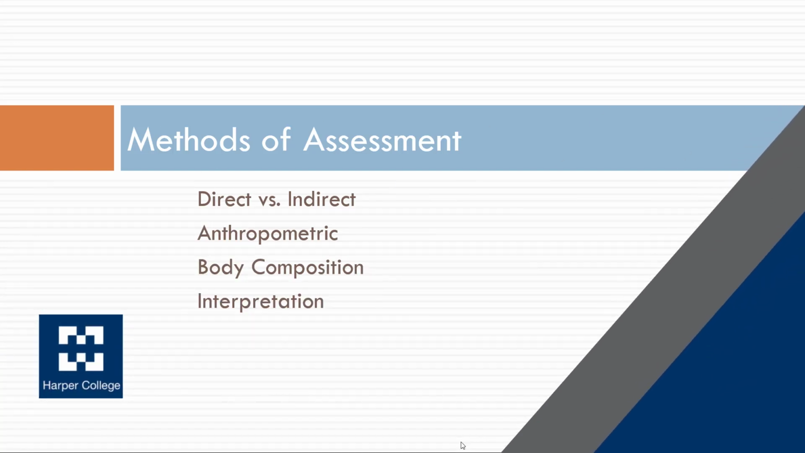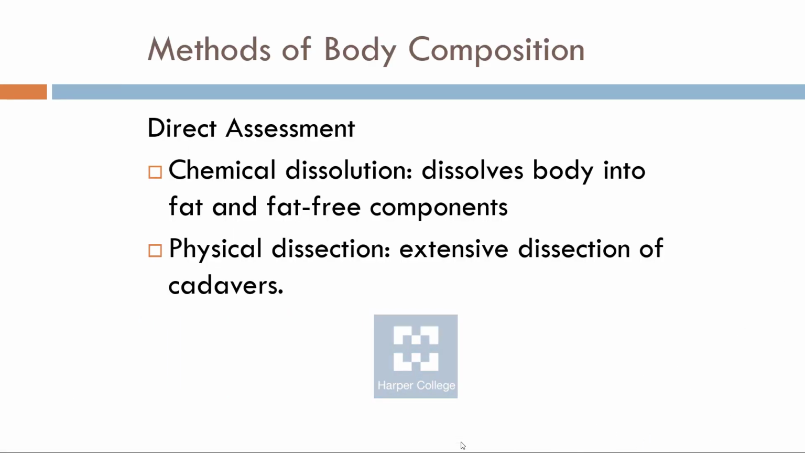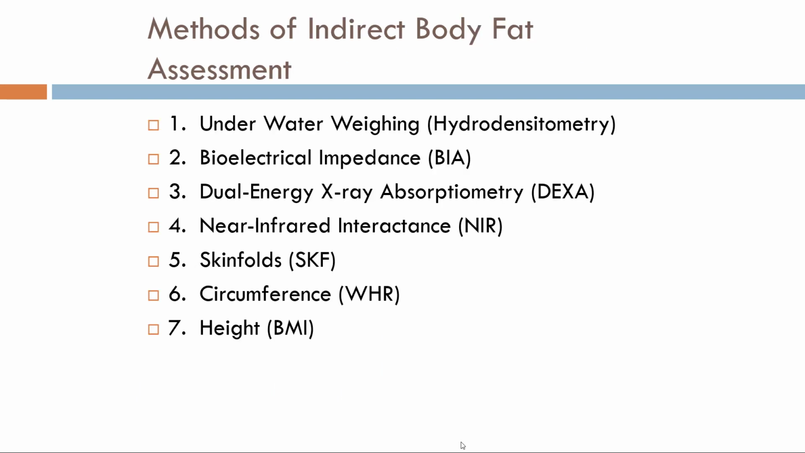Okay, so we're going to look at methods of assessment now. We looked at anthropometrics before. Now we're going to look at straight up body composition and how we interpret these results. Like I said before, we don't do any direct assessment that would lead to destruction of the tissue, so we're left with indirect assessments, and there are 7 of them listed here.